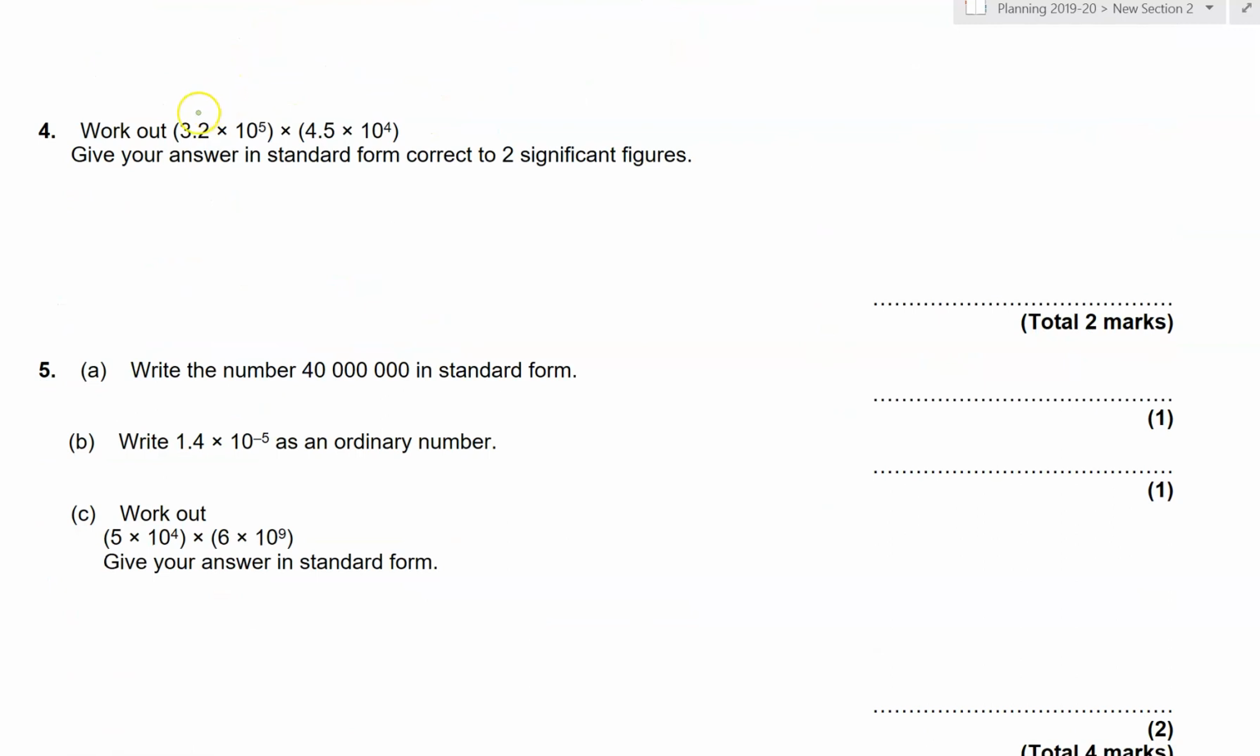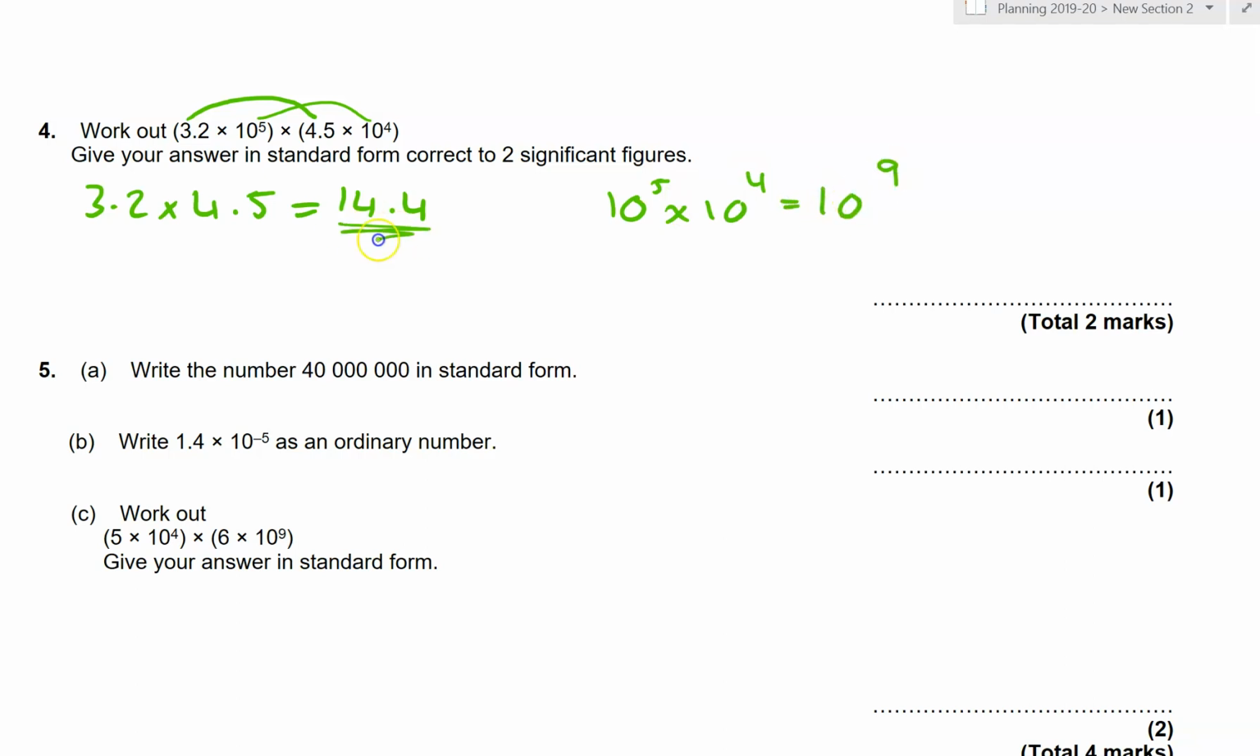Right, same thing. Multiply them together. So that gives me 14.4. Multiply the powers together, which is going to give me 10 to the 9. But again, this is not a standard form number, it has to be 1.44. We have moved it positively that way.